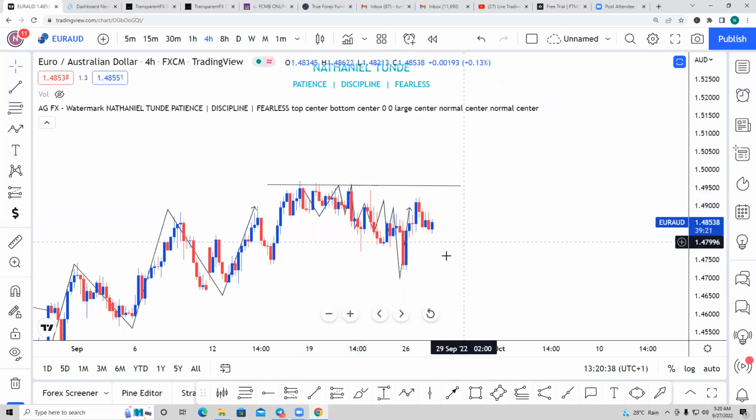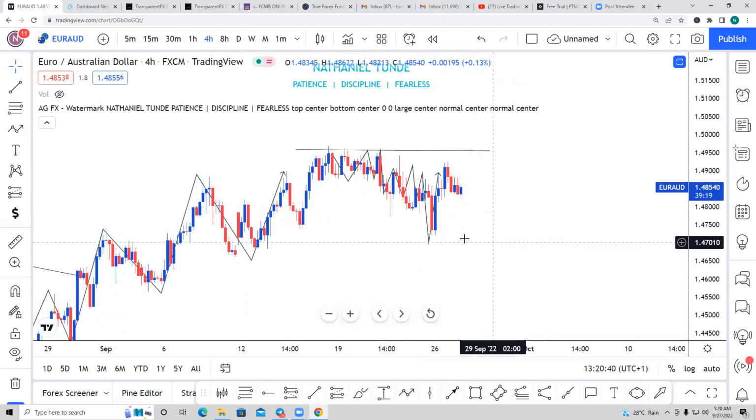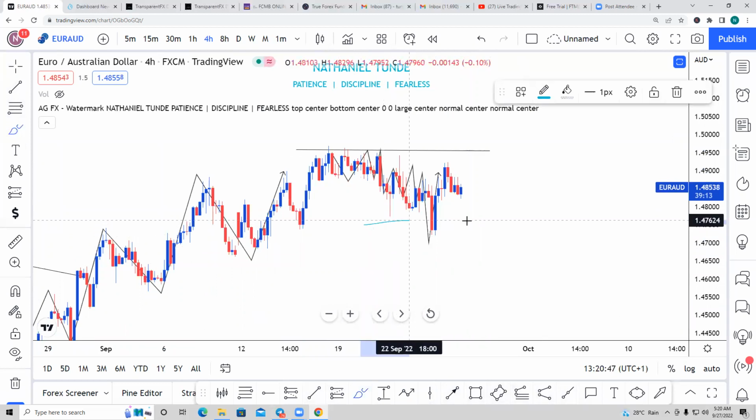This is an example of liquidity grab. That means we are not expecting price to come down to this level again, because it has come, taken liquidity, and immediately moved to the upside.